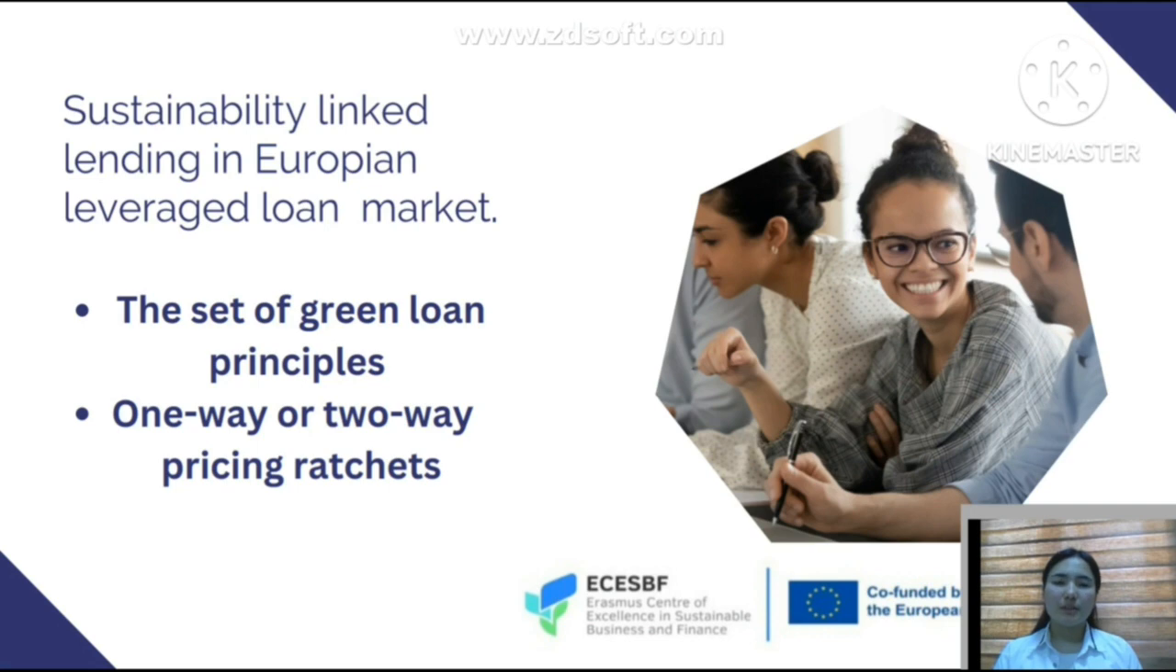Let's talk about the position in Europe. Sustainability-linked loans continue to attract attention in the European loan market. Before this time, they have focused on investment-grade loans. However, leveraged loan features are now coming into leveraged loan agreements, signaling that the European loan market is beginning to embrace environmental, social and governance issues.